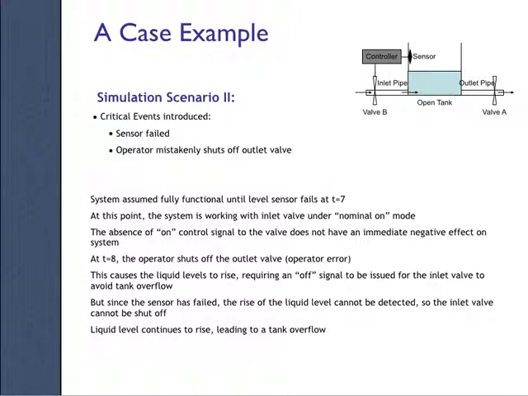Then at a time value of 8, the operator shuts off the outlet valve. That doesn't mean that the outlet valve itself has failed. It's just been put into the wrong state, essentially. But because it was put in that state, it's working in that state as it's intended to. So it works nominally. But as a result, there's liquid coming into the tank, so this causes the tank levels to rise. And unfortunately, since the sensor has failed, it cannot detect the height value of the liquid, and it results in an overflow situation.